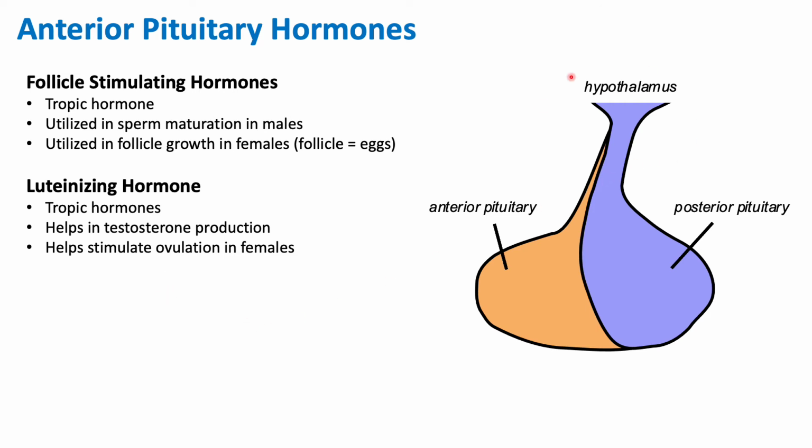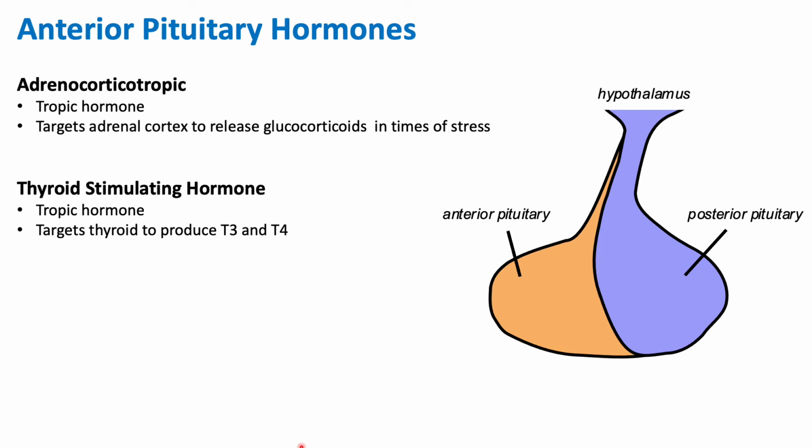So once again, when gonadotropin releasing hormone is released by the hypothalamus, it goes to the anterior pituitary via the hypophyseal portal system, and then the anterior pituitary will either release follicle stimulating hormone or luteinizing hormone, which are both tropic hormones. Now, we also have two more tropic hormones.